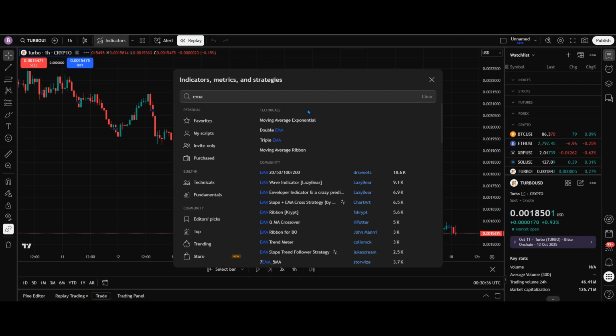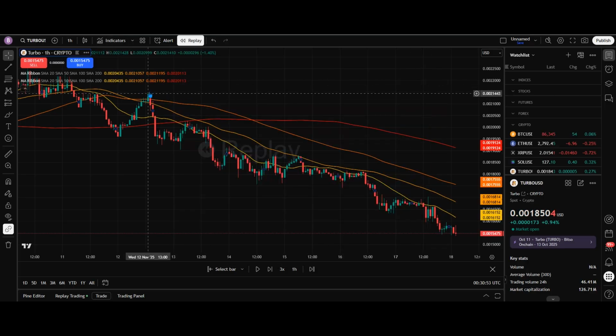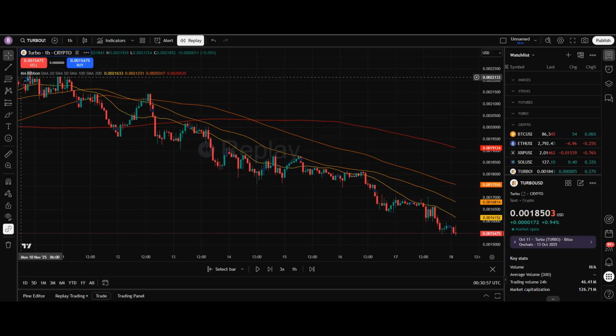I can show you a quick hack here. So you type in EMA and you want to select moving average ribbon. This gives you 4 EMAs in one indicator. As you see, let me get rid of one. When you select it, all the indicators that you select will show up on the top left hand side of your chart. As you see, as I selected, 4 lines just popped up on the chart. Looks a bit messy, but I'm going to show you how to clean that up.